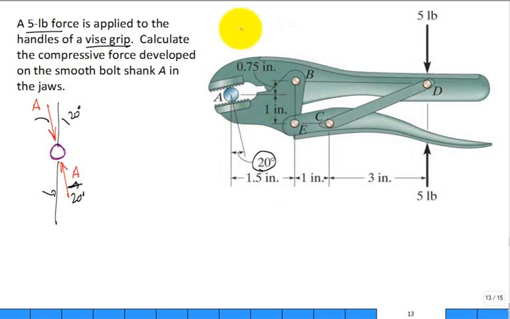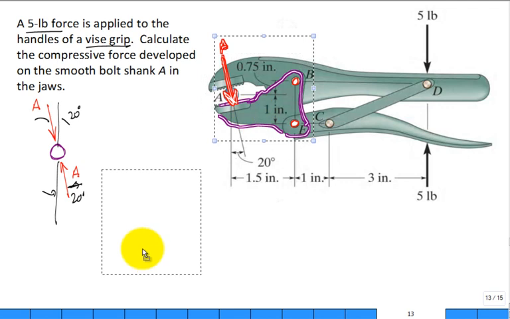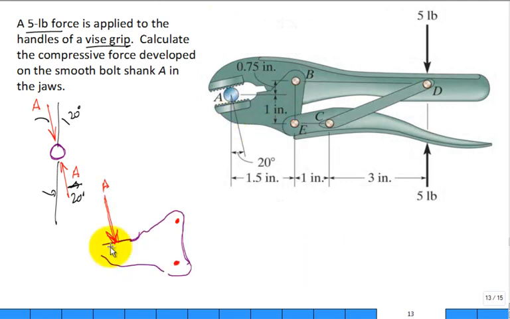I would probably want to get a free body diagram of this member right here. It goes this way, comes down, kind of goes around, comes up, and like that. I don't think I did a good job on that. Do you see that? And then what's right here? That's E. What's right there? That's B. And what's right there is the force A coming back. So this is the bottom. I'm drawing the free body diagram of the bottom jaw. Let's move it over here. Does that look okay? So this is my free body diagram of that bottom jaw.